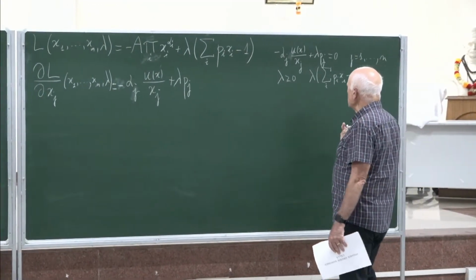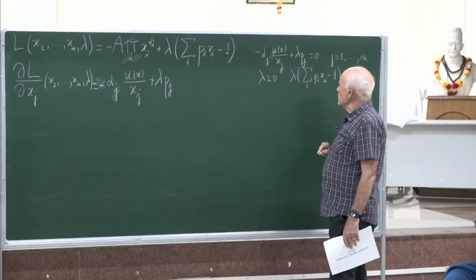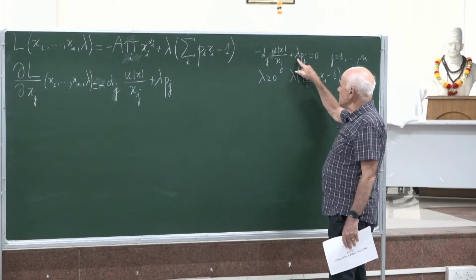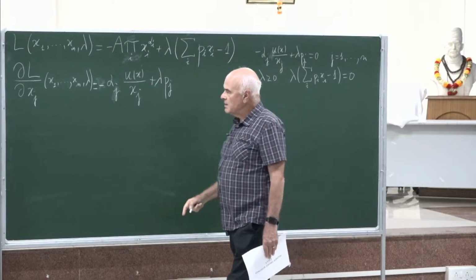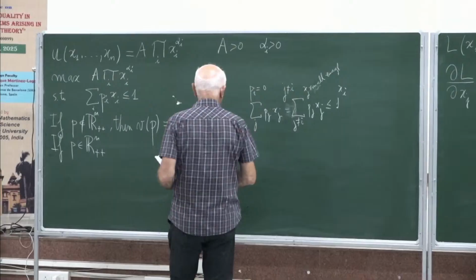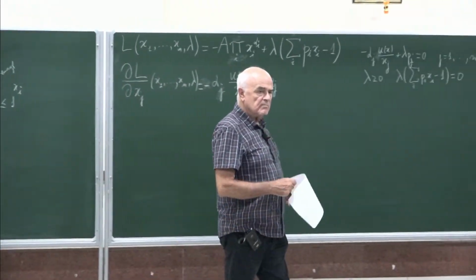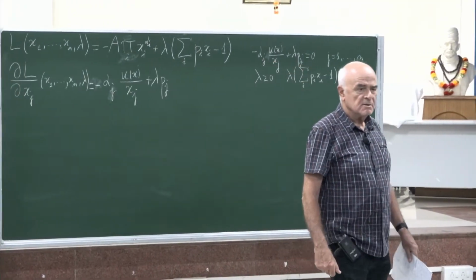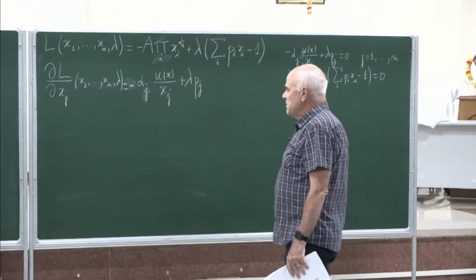Then, as usually happens to us, lambda cannot be 0, because if lambda were 0, this inequality would tell us that alpha j is 0, which is not the case, or u of x is 0, which is not the case either. Well, but we are dividing by xj. Do we have the right to divide by xj? Is xj different from 0?